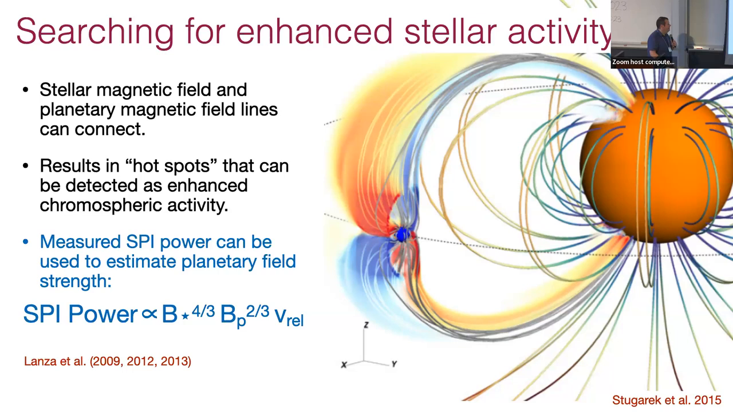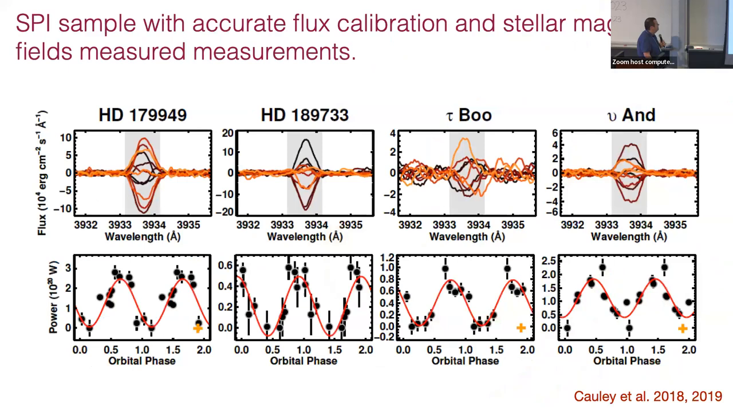And so my colleague Nuccio Lanza came up with this very simple prescription for how we can explain SPY in 2012. And essentially the relation between the SPY power is related to the stellar magnetic field, the planetary field, and the relative velocity that the planet is experiencing as it orbits through the stellar wind. So SPY power, thanks to my colleague Wilson Corley, can be derived.